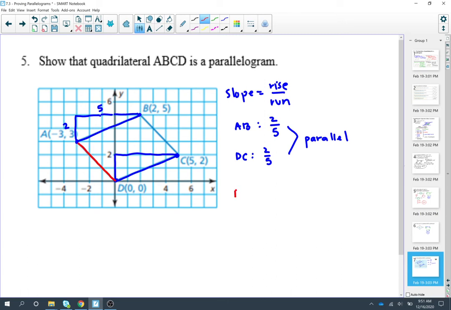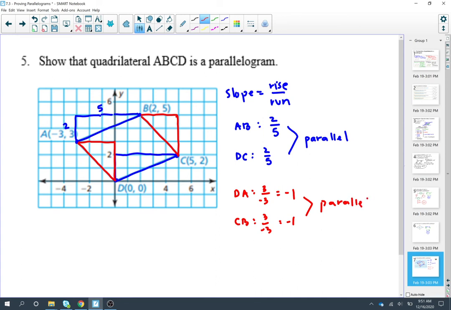DA, rise 1, 2, 3, run 1, 2, 3. And notice that that's like backwards 3. So 3 over backwards 3 is -1. Then I'm going to do CB, rise 1, 2, 3, backwards 1, 2, 3. 3 over -3, also -1.